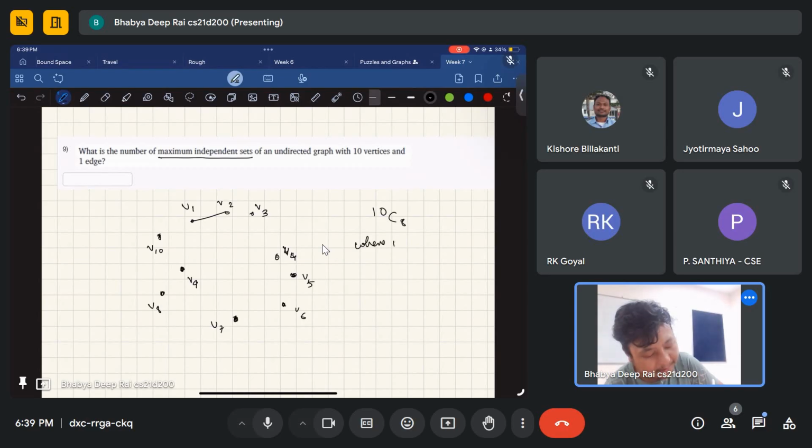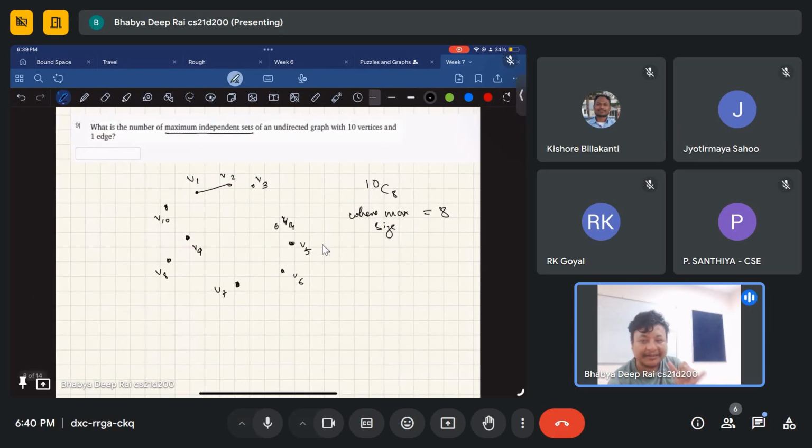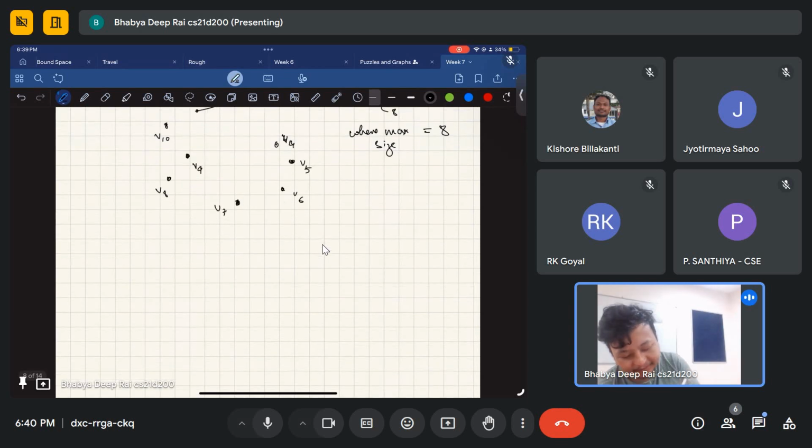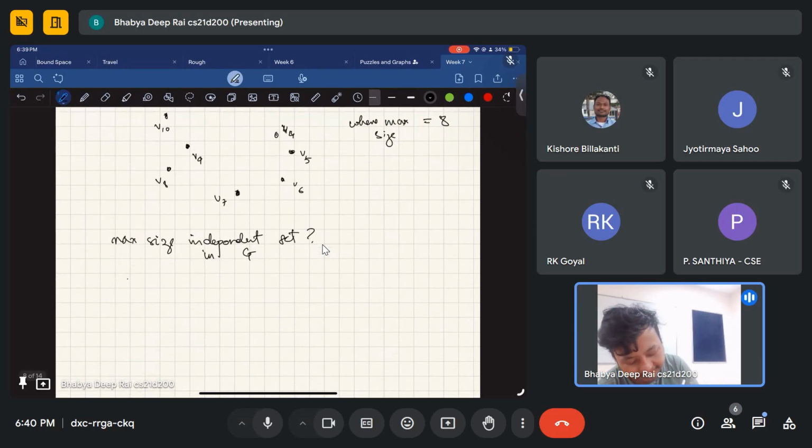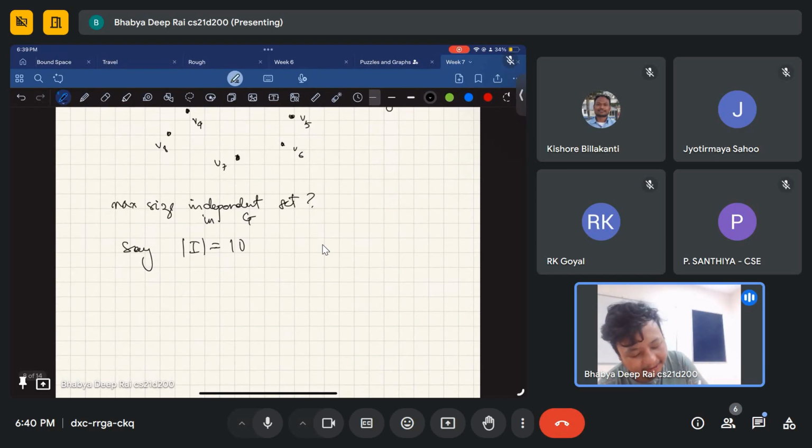Where maximum size is 8. That's what you're saying. Anyone else? Okay, let's see. Number of maximum sized independent sets in this graph. So what is the maximum size independent set here? Let's check. In G, say size of I equals 10, which is all the vertices. This cannot happen. Why?